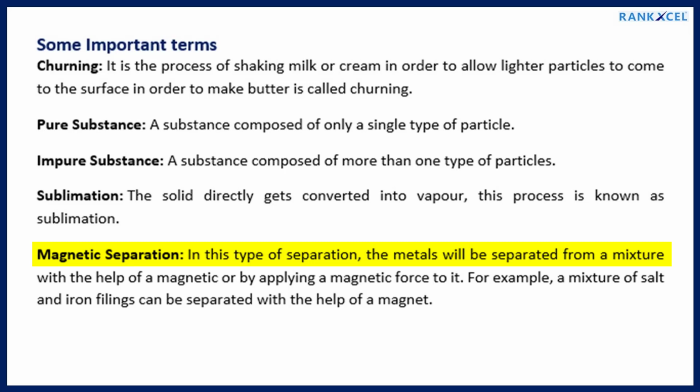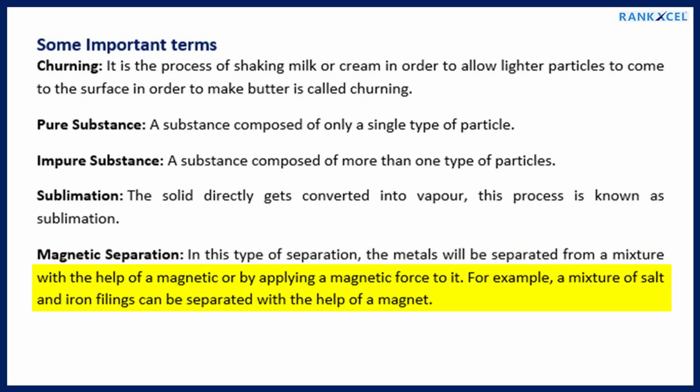Magnetic separation. In this type of separation, the metals will be separated from a mixture with the help of a magnet or by applying a magnetic force to it. For example, a mixture of salt and iron filings can be separated with the help of a magnet.